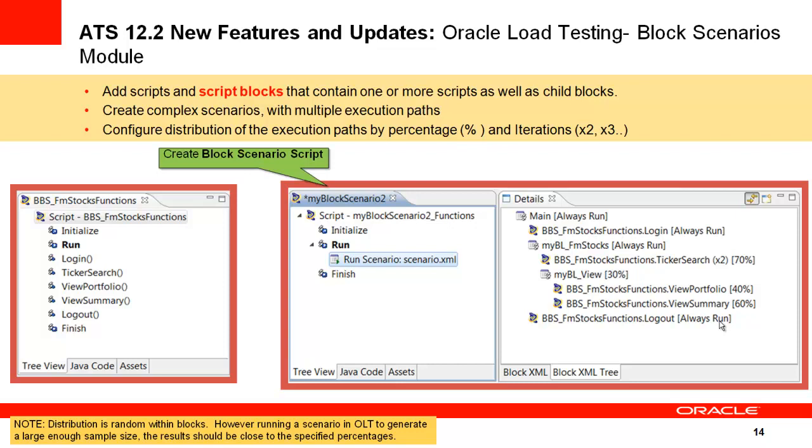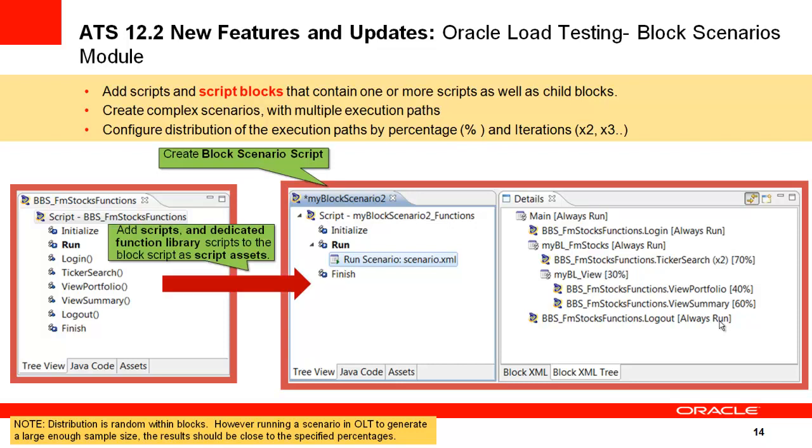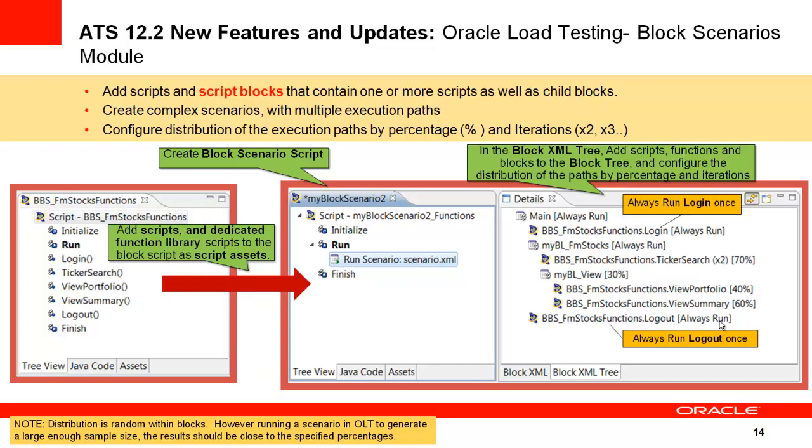First, you'll need to create a block scenario script. Then you can add existing scripts to your block script as script assets. Then go to the Details view, open Block XML Tree View tab. Using the Graphical User Interface, you can specify which scripts, functions you want to run. And you can also add a folder, which is called Block, into the tree.